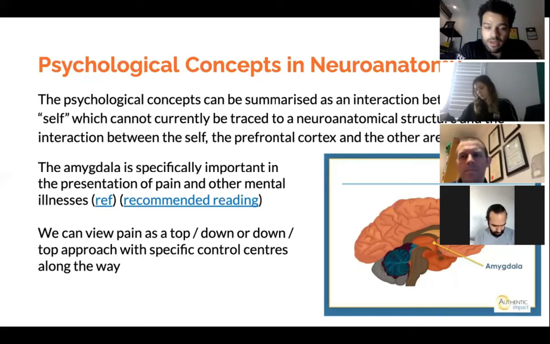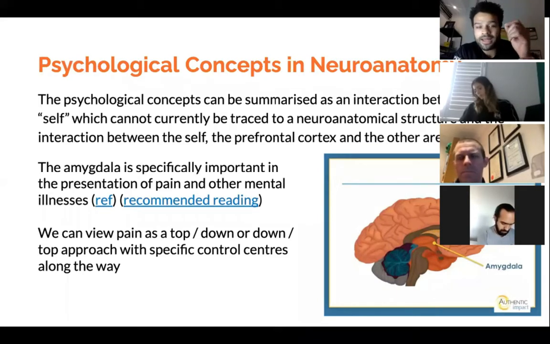One very important area when it comes to pain is the amygdala. The amygdala is otherwise known as the reptilian brain. This is where a lot of our primitive responses are. This is where our emotions, for example, are present, and the amygdala can have significantly different functions depending on which type of mental illness someone might have.